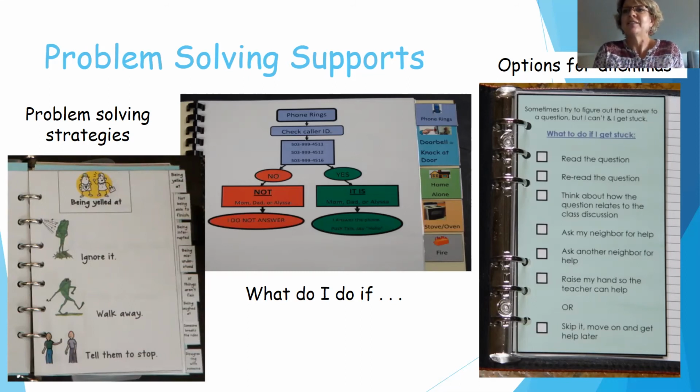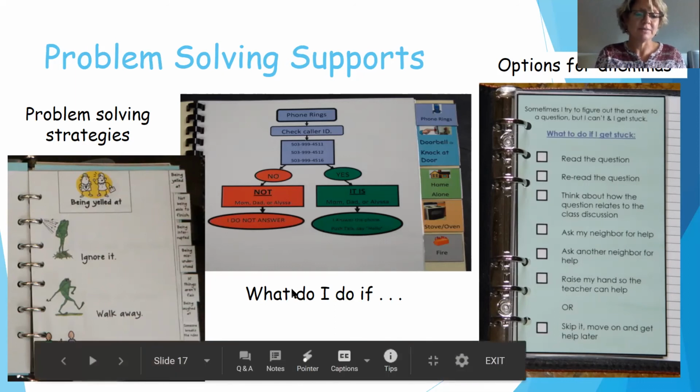Here's what do I do if I get stuck? Here's some options here. So you can make these kinds of supports for your student to help them through these situations, because adults aren't always going to be there. And we want our students to be able to process and solve these problems on their own, and be able to make these decisions even when we're not there.